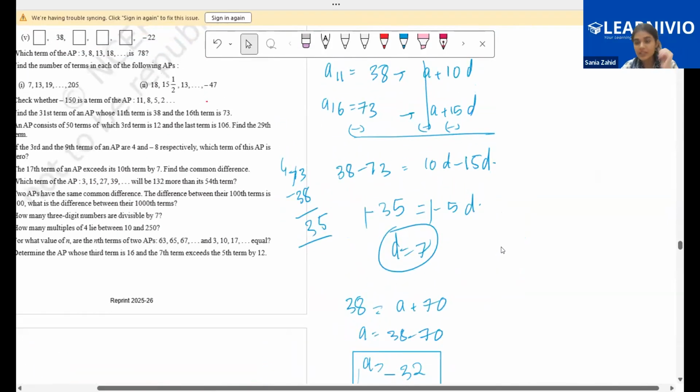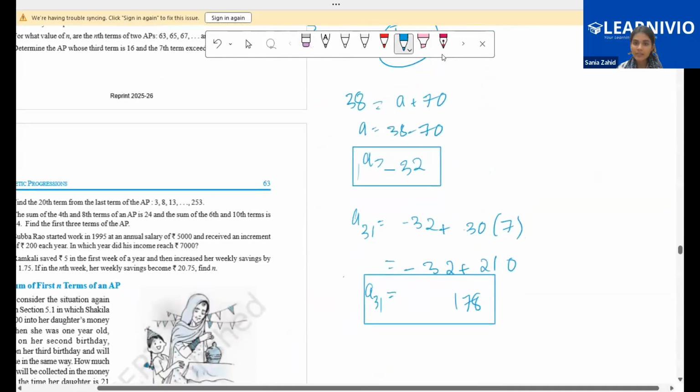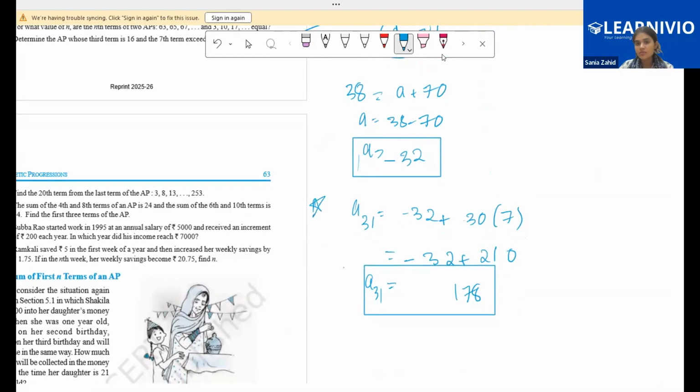Are you getting D as 7? Did you get D as 7? Yes, I got D as 7. And what about A? A is minus 32. Then what mistake did you make here? A31 will be minus 32 plus 30 into 7, so minus 32 plus 210.